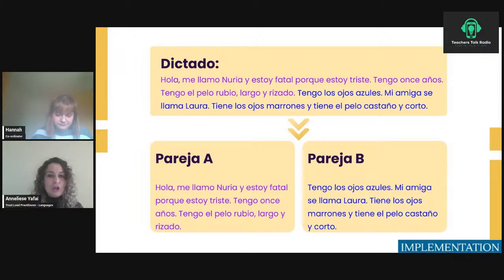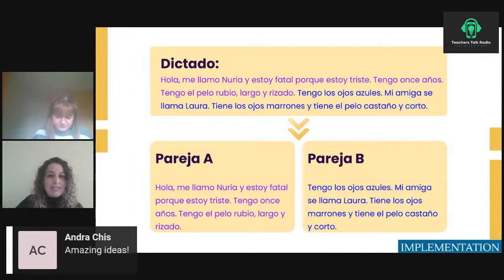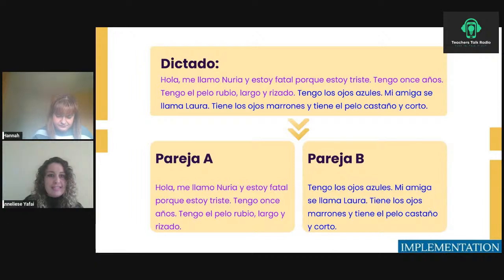Then, because we're in the second topic now, describing oneself and others, they can say: I've got blue eyes, my friend is called Laura, and she has brown eyes and brown short hair. You can see the purple is what they've learned through sentence builders, and the blue is what they've learned through a different sentence builder on a different topic. So as much as that seems like a lot of learning for year 3, when you break it down, it isn't.